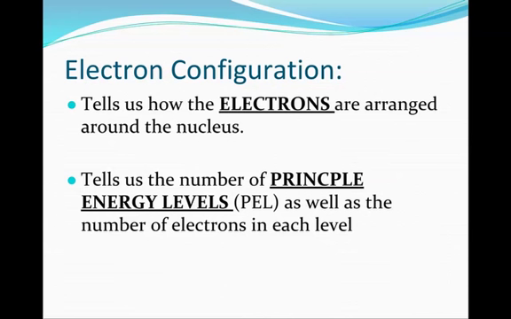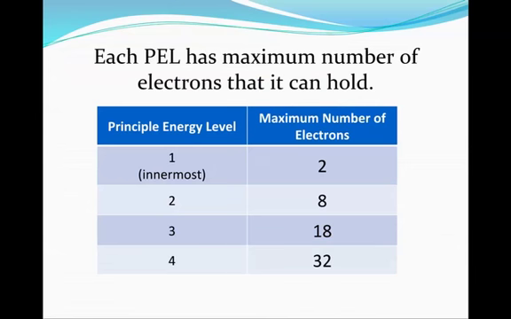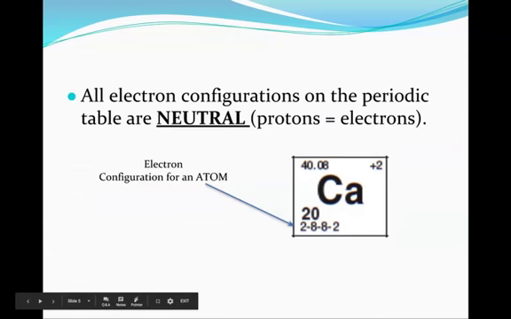It gives us the number of principal energy levels or shells as well as the number of electrons in each of them. We're going to find that each principal energy level has a maximum number of electrons that it can hold. The first PEL can hold 2 electrons, the second can hold 8, the third can go up to 18, and the fourth can go up to 32. The two that you should really focus in on just knowing their maximum is the first and second energy level. We won't tend to deal with too many that get up to 18 and 32.